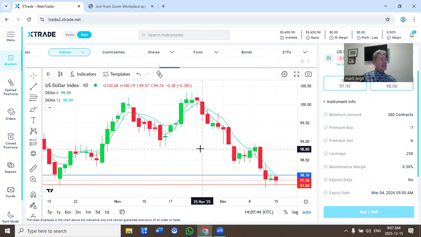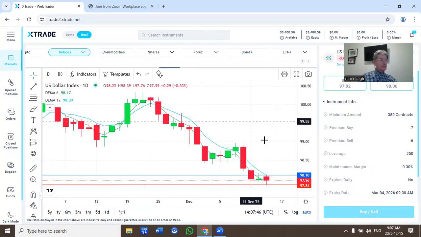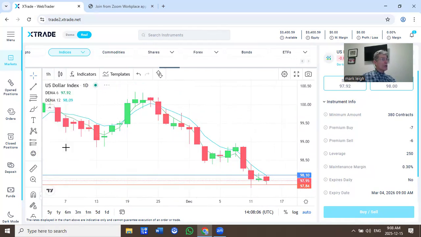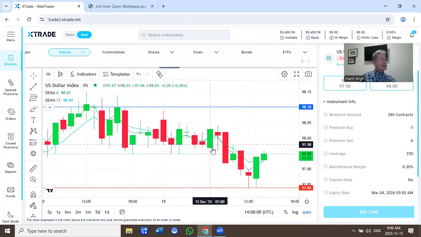And let's have a look at the US dollar. There's the red candlestick, continuation of dollar weakness being sold off in the index through the Asian and European session. Bit of a fight back now that the US session is underway. I've got support at 97.84. I've got resistance at 98.10.